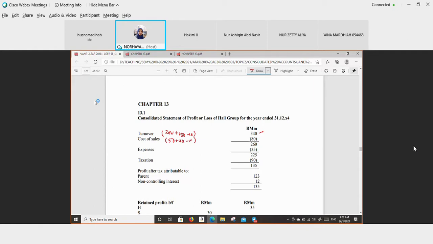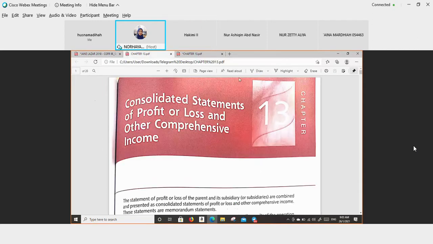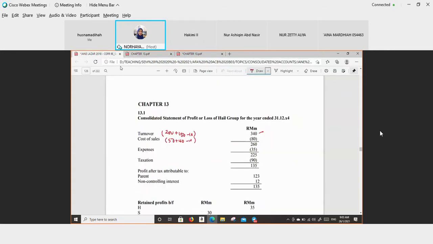So this is part of the cost of sales for the sway. So sebelum tu saya lupa nak tanya you. Tadi dia upstream or downstream sales? Hail to sway downstream. Okay, downstream. So this is part of the cost of sale of sway. Okay, so ini pun tolak.